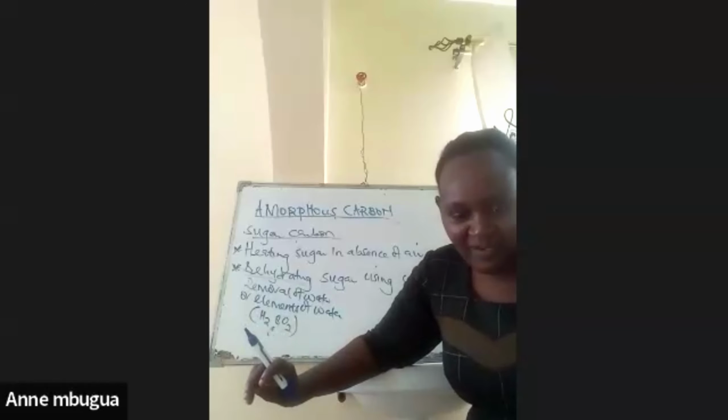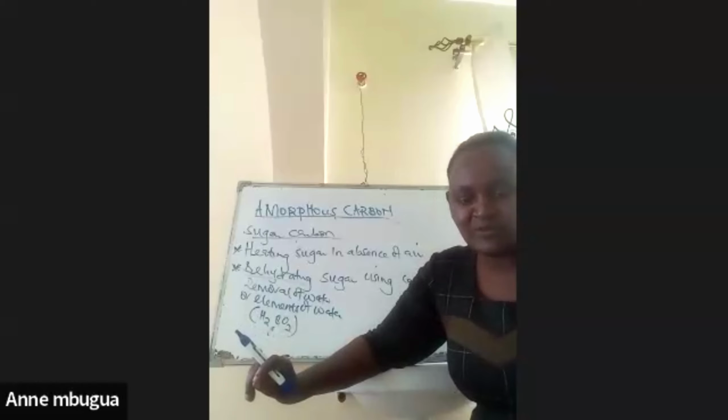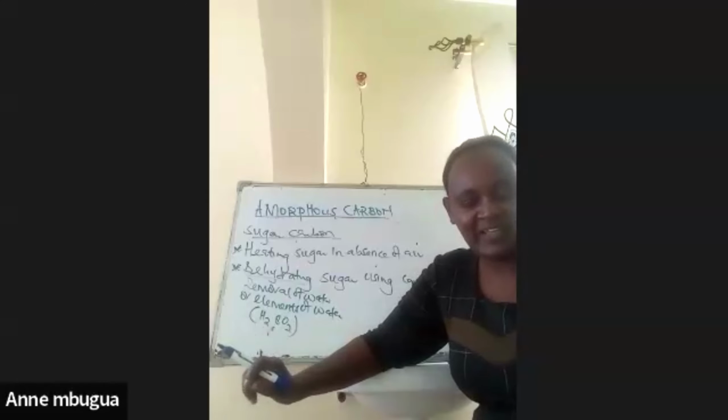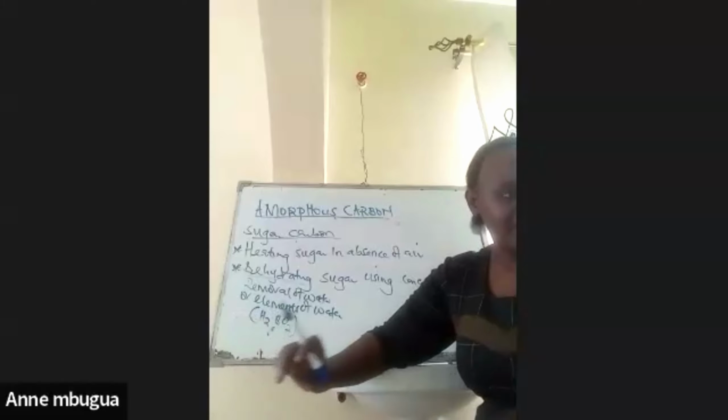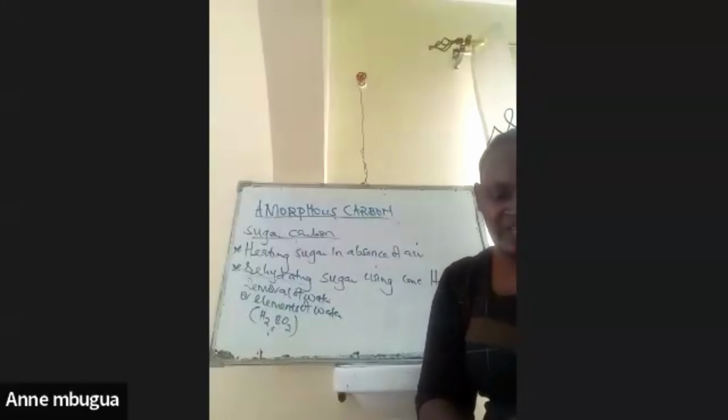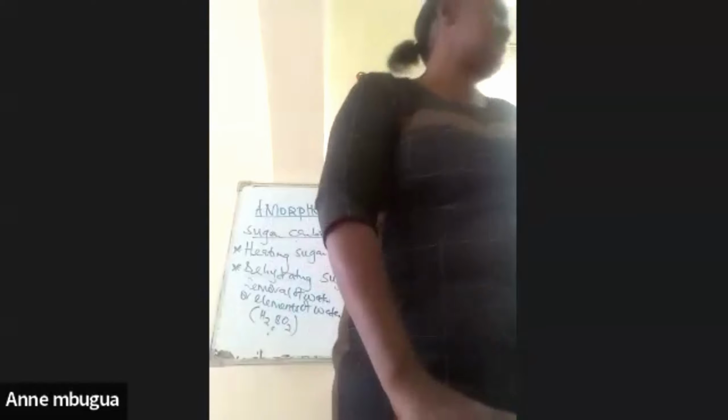So the question I was giving was, state two properties of one of the allotropes of carbon you've named above. The next one is, explain how the allotrope you mentioned above is used due to its properties.